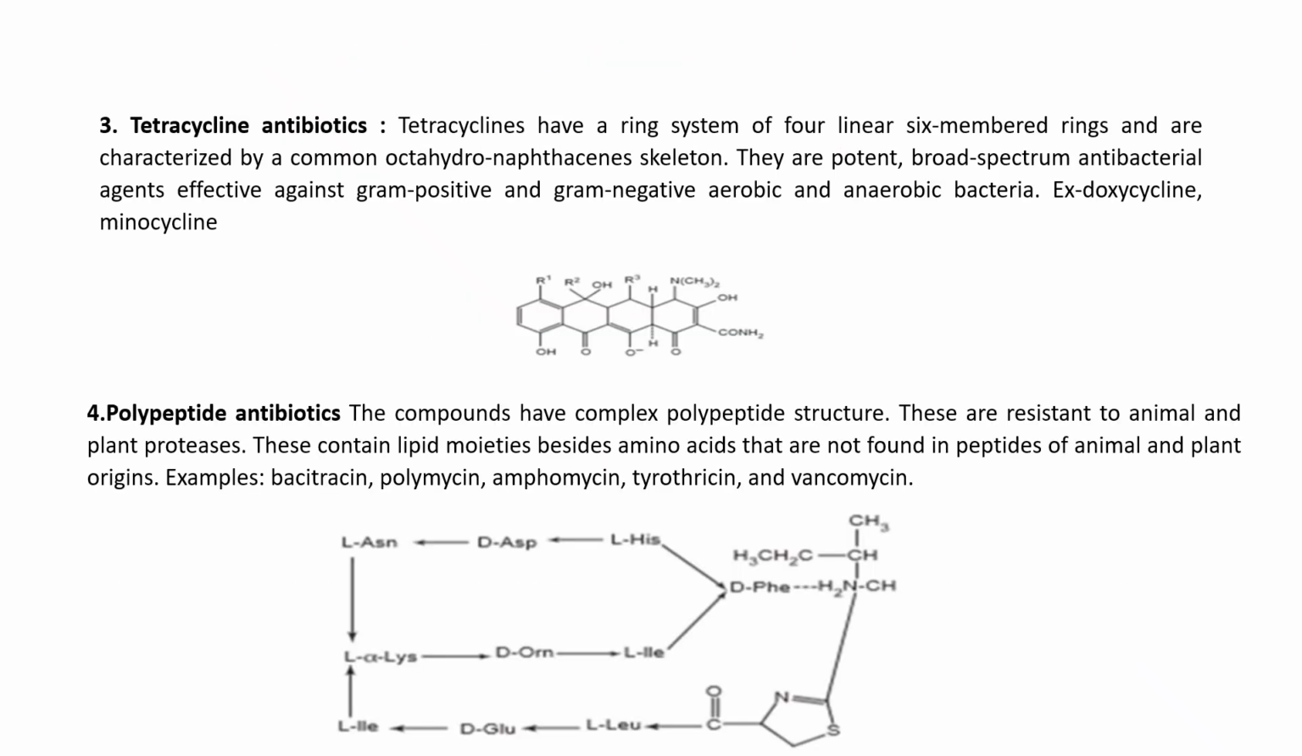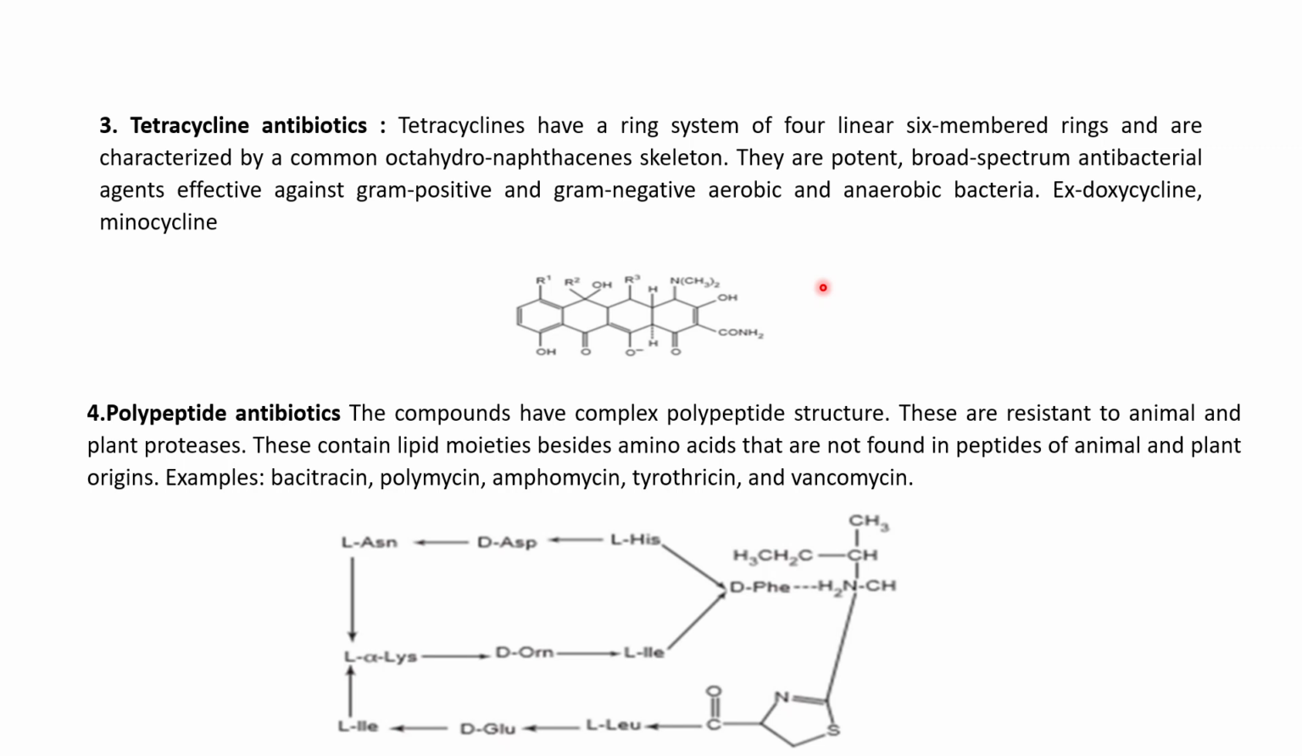The third group is tetracycline antibiotics. Tetracyclines have a ring system of 4 linear 6-membered rings. So here you can see these are the 4 rings, and they are characterized by a common octahydronaphthalene skeleton. They are potent, broad-spectrum antibacterial agents, effective in combating bacteria, mostly the gram-positive and gram-negative aerobic and anaerobic bacteria. Examples are doxycycline and minocycline.